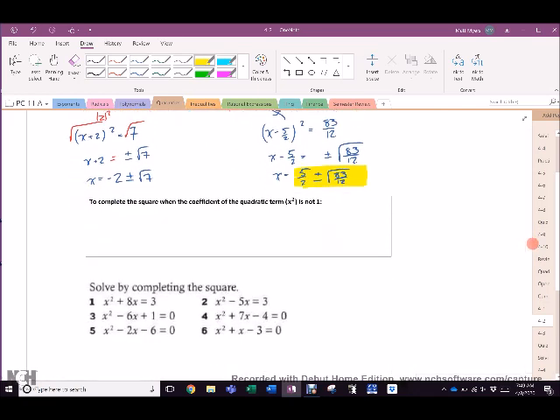So now, if I want to complete the square where the quadratic term, which is remember the a value, is not 1, the first thing you do, you have two choices here. There's two paths. 1, ax squared plus bx plus c equals 0. If I can divide everything by a, I just do it, and then I factor a, and then 3, I just complete the square.